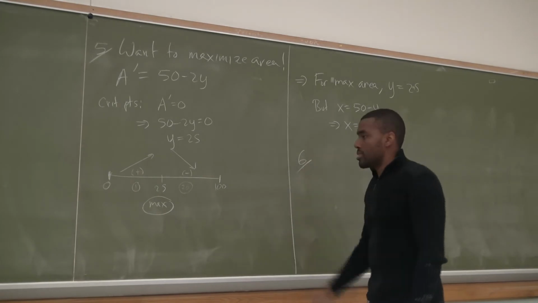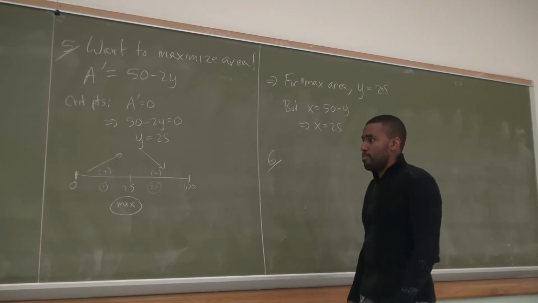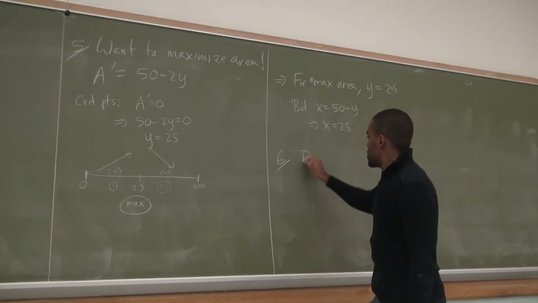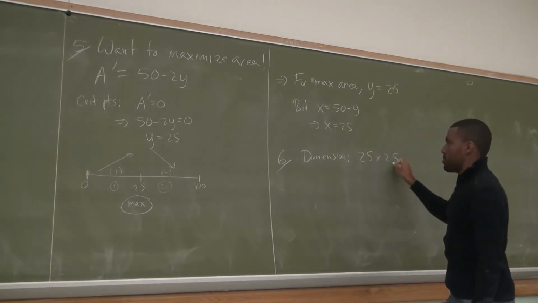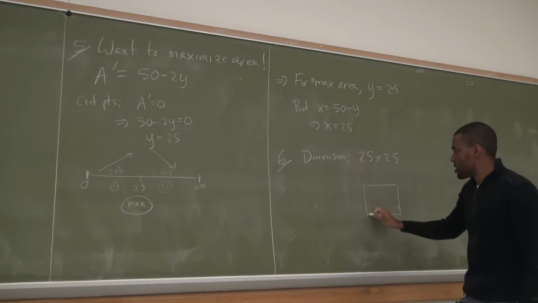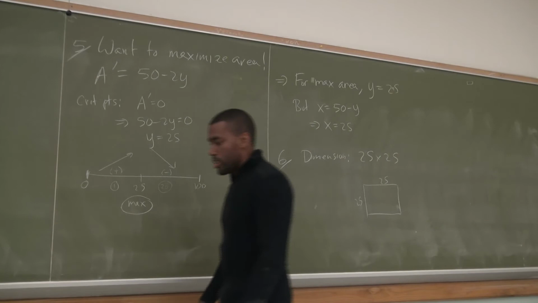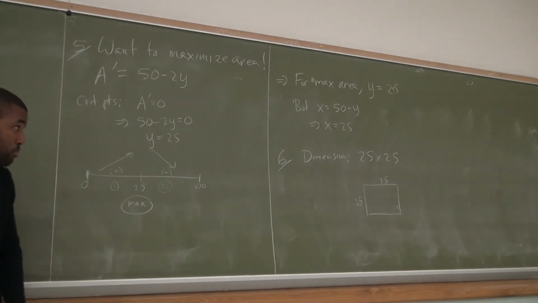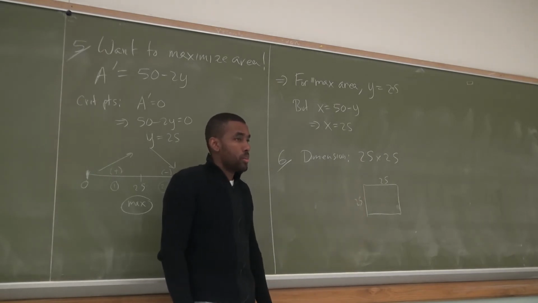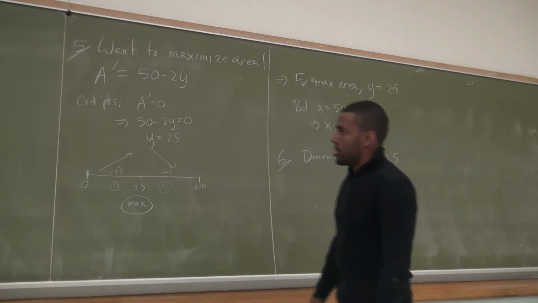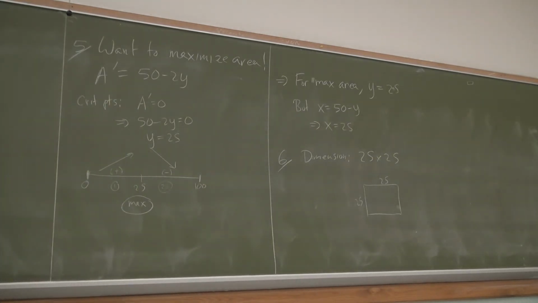Now step 6. How do we answer the problem? Dimensions: 25 by 25. The best possible fence for this farmer to make is having 25, 25. That is the rectangular enclosure with the largest possible area. If he wants to plant as many crops as he possibly can, this is how we should build a fence. Okay? So this is sort of going through, and again, all optimization problems sort of follow these steps.